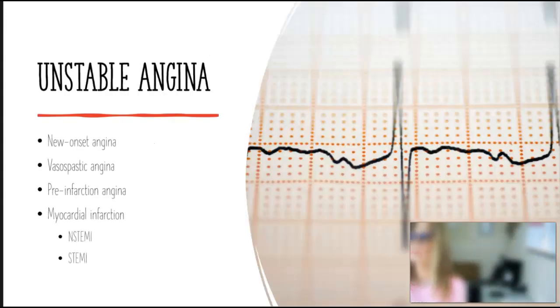Okay, so these are the different types of chest pain: unstable angina, any new onset angina, and vasospastic angina, which is when those arteries spasm and narrow. It used to be called Prinzmetal. Then there's pre-infarction chest pain, which might be a sign that a patient is getting ready to have an MI. And then we'll see chest pain with patients that have an MI. And remember, there are 2 different types of MI, the non-ST elevated MI or the STEMI.